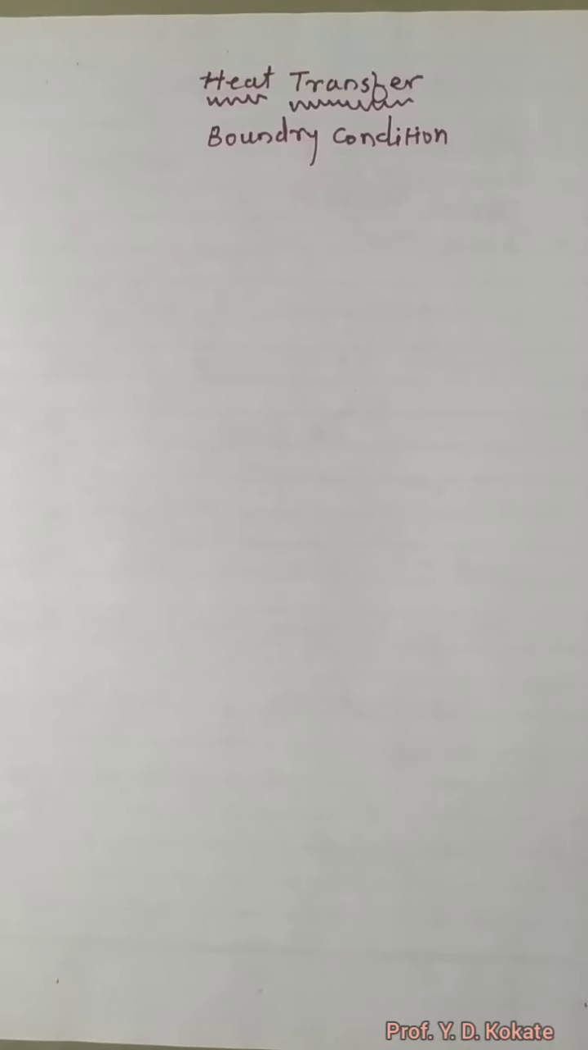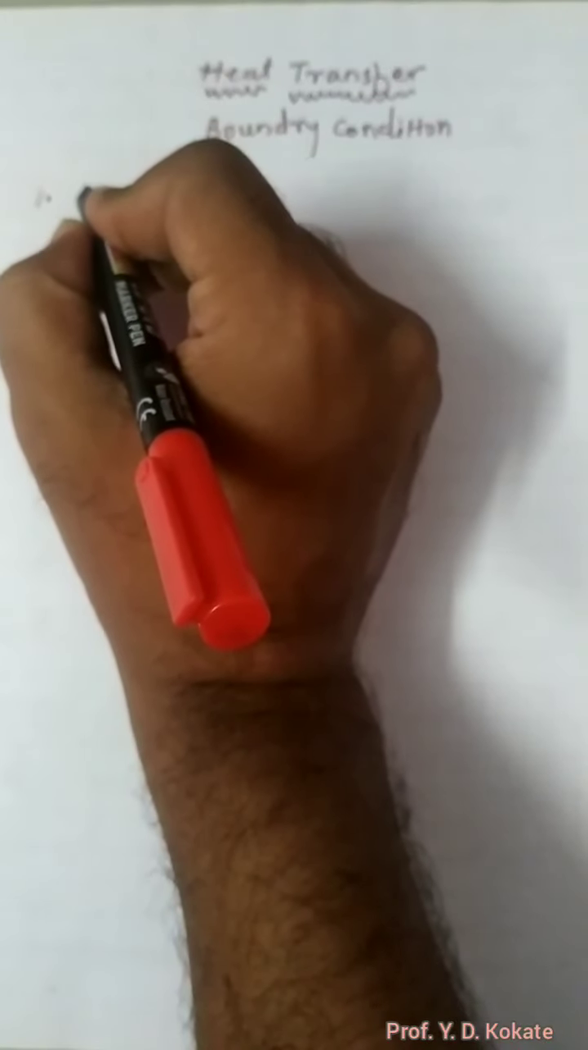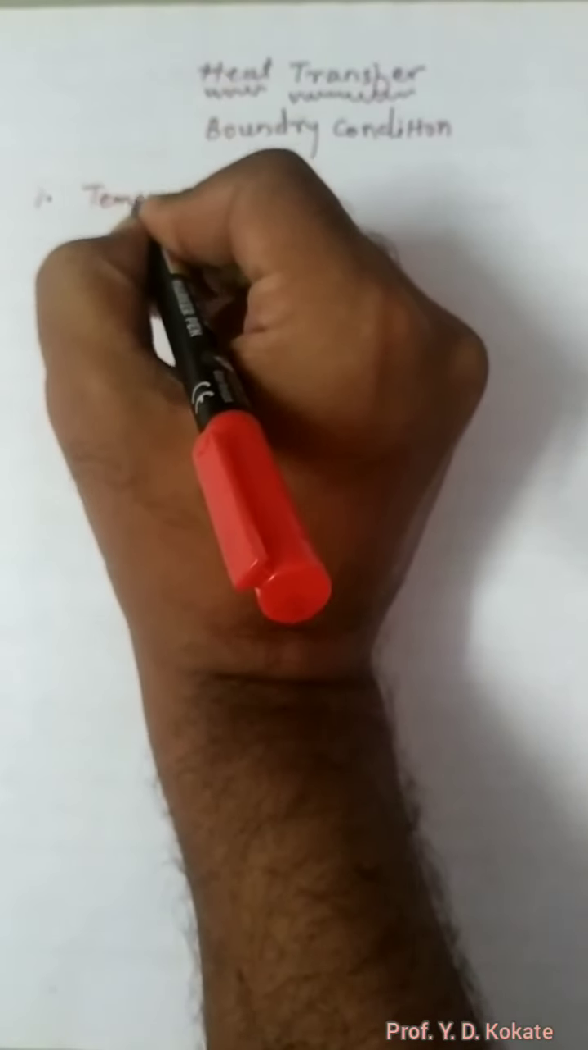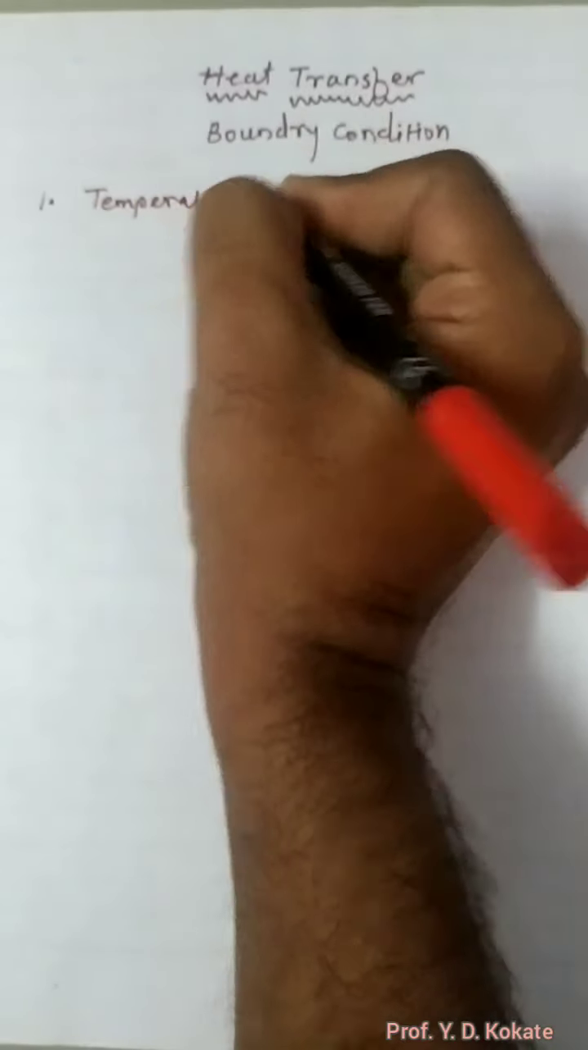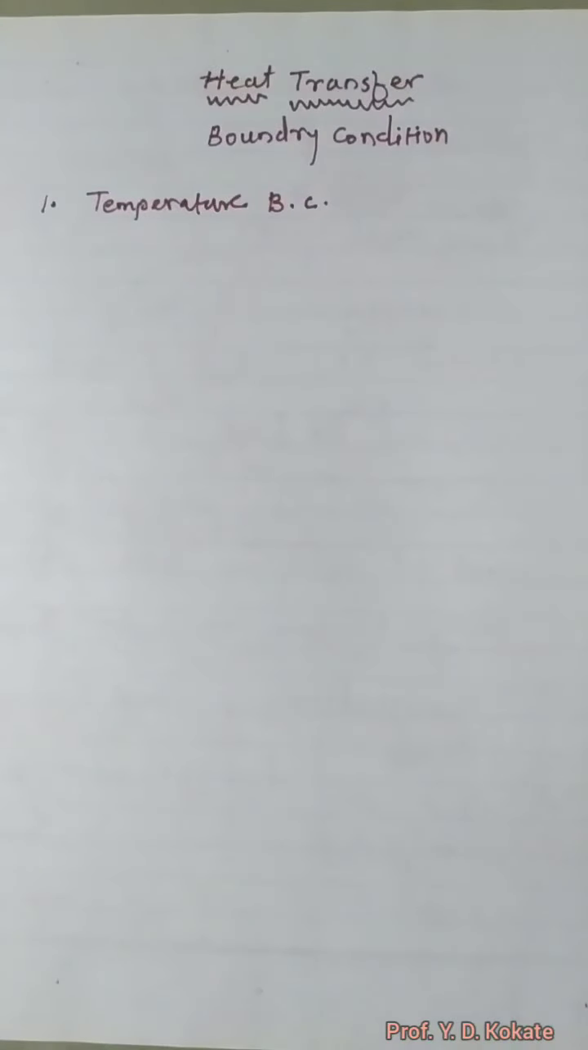So it is very necessary to know what the different types of boundary conditions are. If you know those boundary conditions, then we can easily apply them to the system and find it out. So we will take them one by one. In that, the first boundary condition is the temperature boundary condition. So what is meant by boundary condition? Boundary condition is nothing but the condition of the system at the boundary or at the faces.